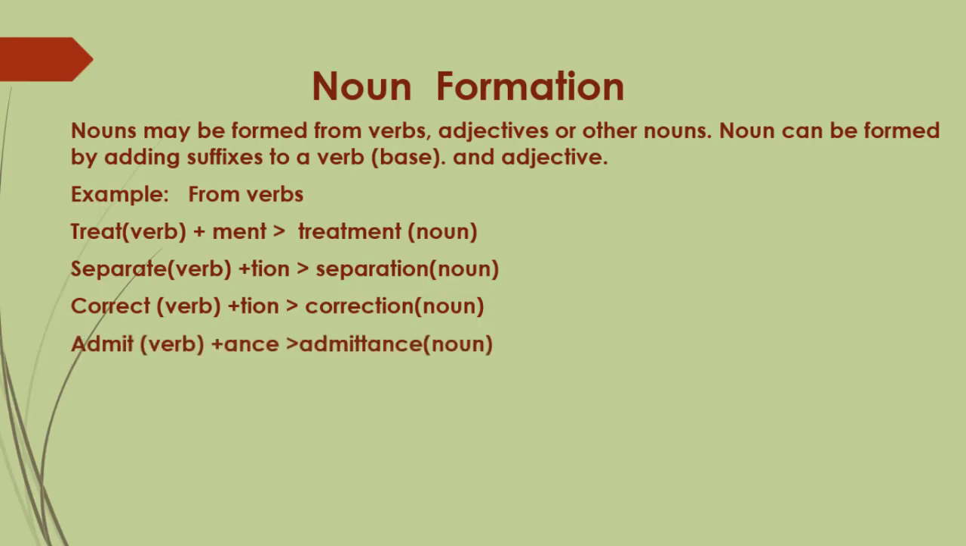Here is another verb, admit. In admit, we added the suffix ance and it becomes admittance, a noun. Here is another verb, indicate. When we do the addition of tion, it becomes indication, a noun. So nouns can be formed by adding different suffixes to the base of the verb. Here are some examples of how nouns are formed from adjectives.